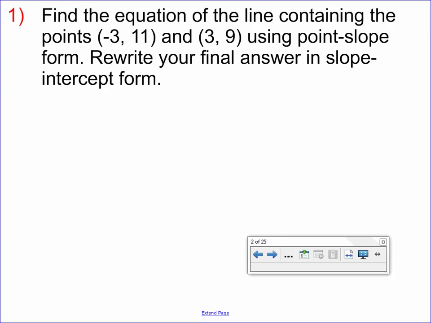If one of the points were the y-intercept, like (0, 7) or (0, b), then the most efficient way would be slope-intercept form to generate the equation. But in most cases, we're given 2 points where one of them is not that special y-intercept. So point-slope form is our go-to.